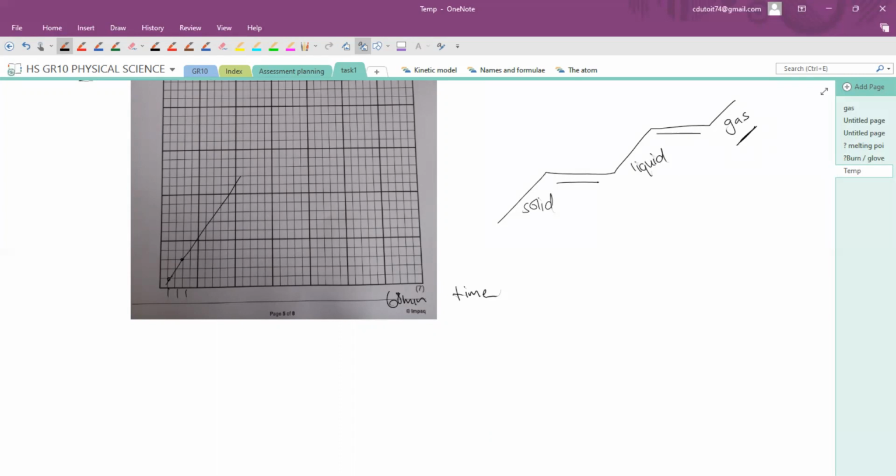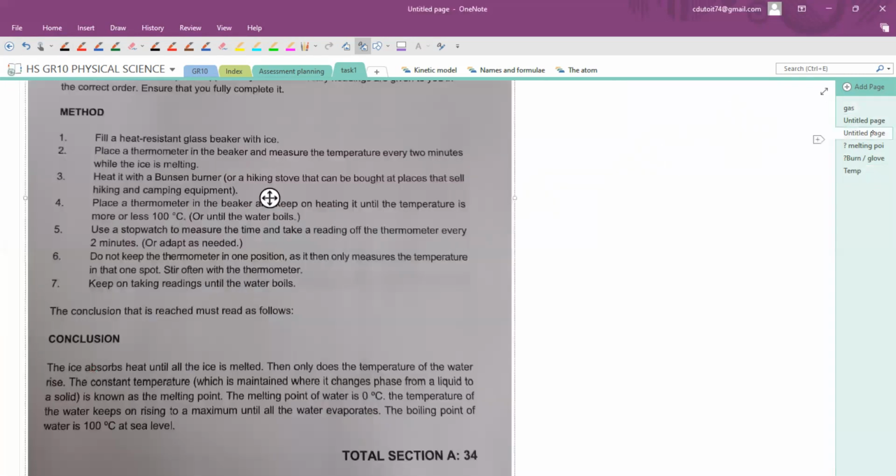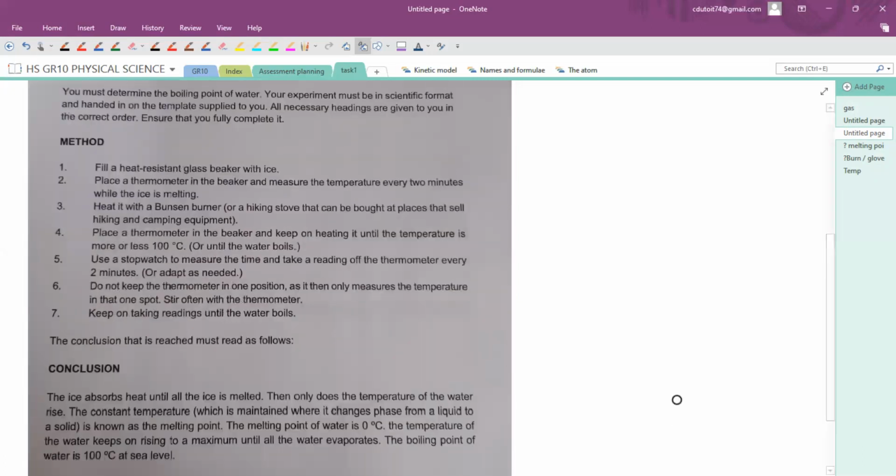Do they specify how much liquid you have to use? I don't think so. No, they don't. Don't take a huge block of ice, eh? Don't take a big, like a 4-liter container of ice. Just make a small one, just like a cup. Otherwise, it's going to take too long to boil. You're never going to get it to a gas.